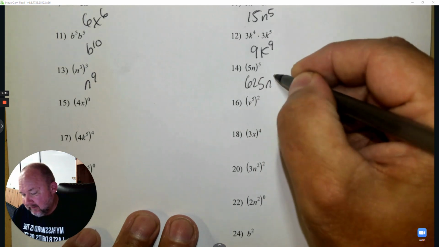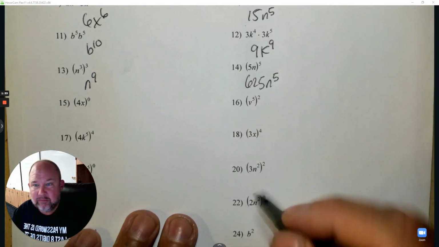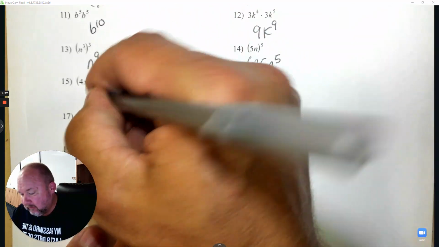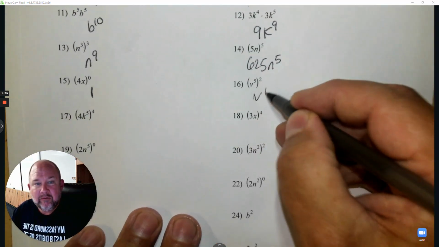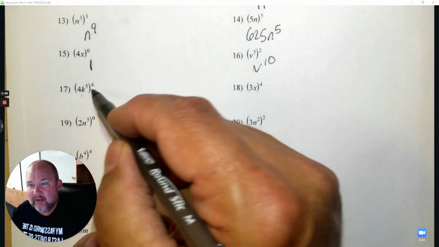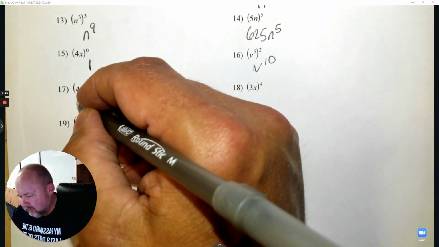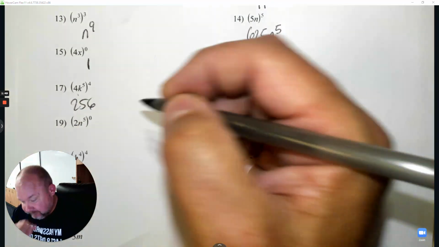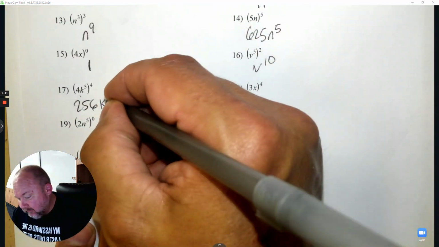I'm going to help you with that. And then that belongs to both. Anything to the exponent 0 equals 1. Multiply them together. I'm going to help you here too. 4 times 4 times 4 times 4 is 256. And then 5 times 4 is 20.